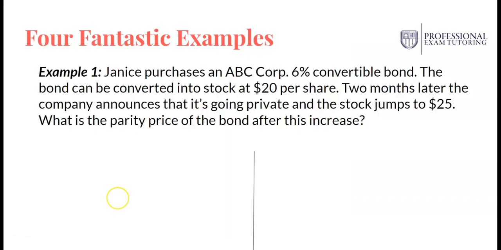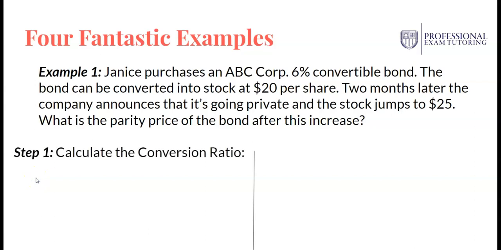Top-off exam. Okay, example 1. Janice purchases an ABC Corporate 6% convertible bond. The bond can be converted into stock at $20 per share. 2 months later, the company announces that it's going private, and the stock jumps to $25. What is the parity price of the bond after this increase?